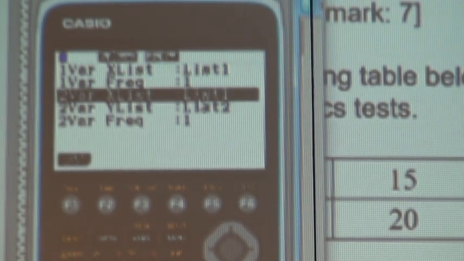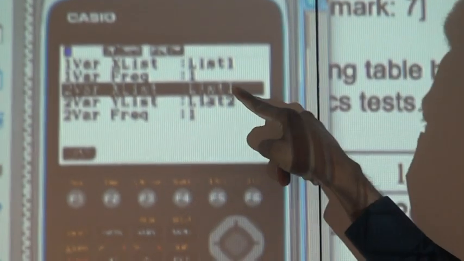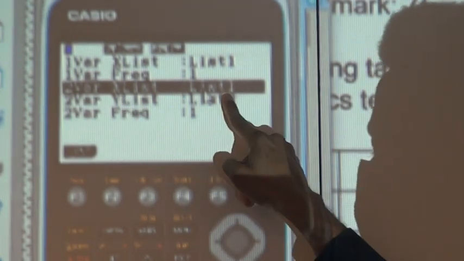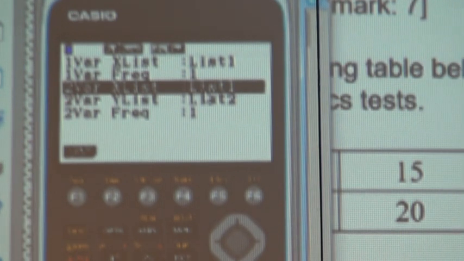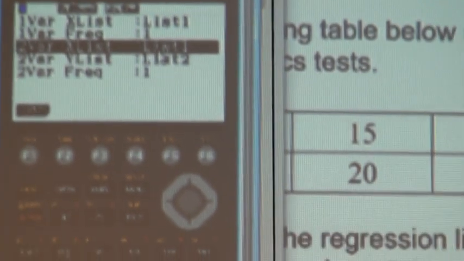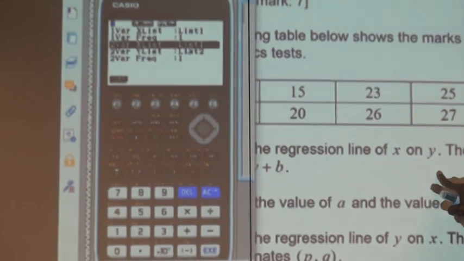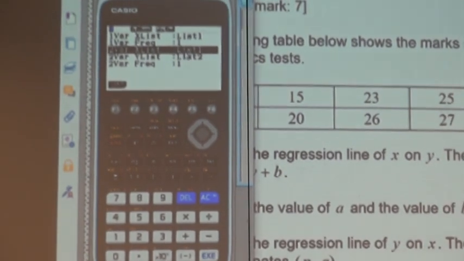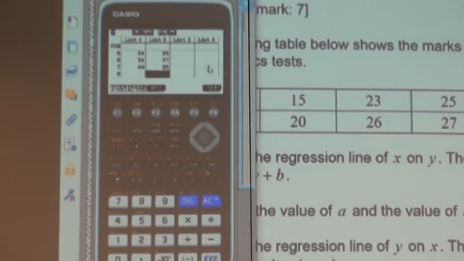So the difference between regression x on y and y on x is that for here, you change your x list to list 2. You change this to list 1. That's the difference. But if you are doing y on x, simply means this one. So the equation would be y is equal to ax plus b. But here the equation is x is equal to ay plus b. That's the difference. So for y on x, you change that. So we're going to change this list of sets.